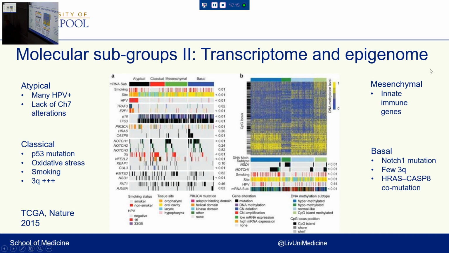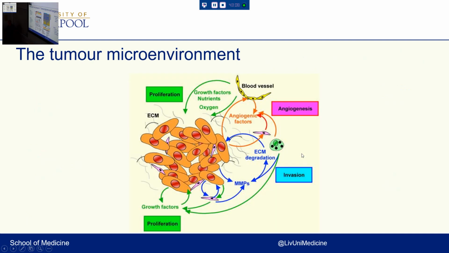A lot of these, the mesenchymal ones and the basal ones, which is the other group with notch mutations and so on, tend to do very badly. And so these are aggressive tumors. And you can do the same with the epigenome. Again, I'm not going to talk about that, but looking at patterns of hypomethylation and hypermethylation, they separate into groups as well. You can look at that in the original paper.